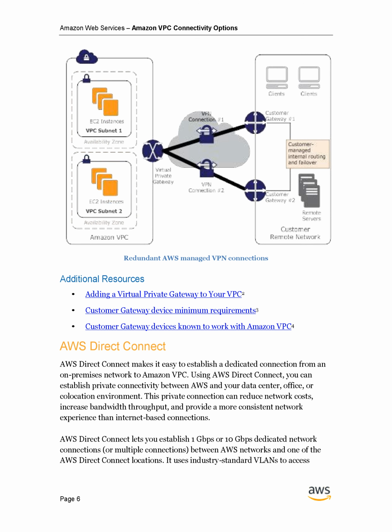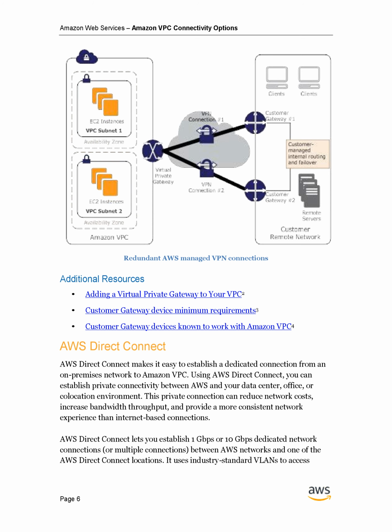AWS Direct Connect. AWS Direct Connect makes it easy to establish a dedicated connection from an on-premises network to Amazon VPC. Using AWS Direct Connect, you can establish private connectivity between AWS and your data center, office, or colocation environment. This private connection can reduce network costs, increase bandwidth throughput, and provide a more consistent network experience than internet-based connections. AWS Direct Connect lets you establish 1 gigabit per second or 10 gigabits per second dedicated network connections, or multiple connections, between AWS networks and one of the AWS Direct Connect locations.